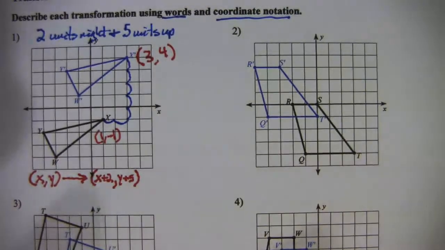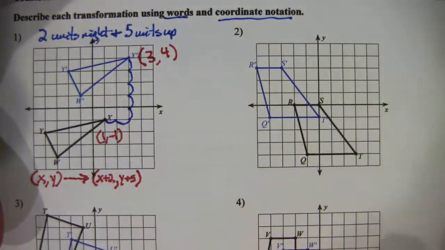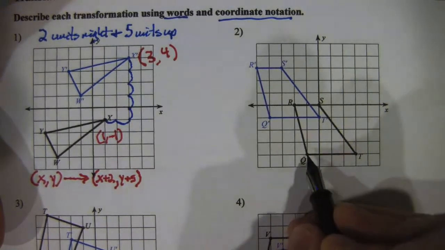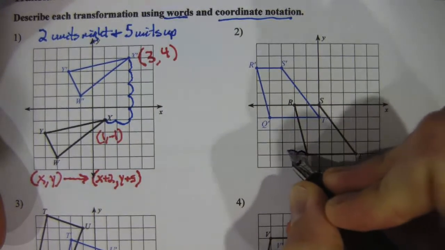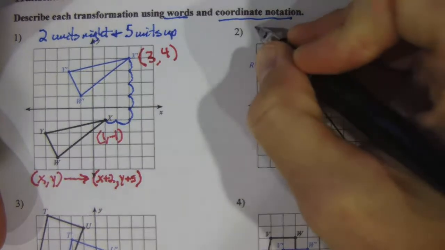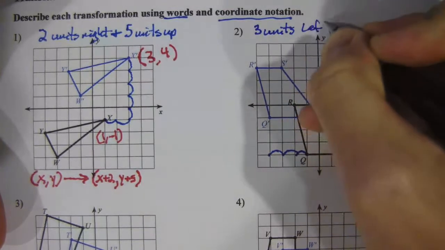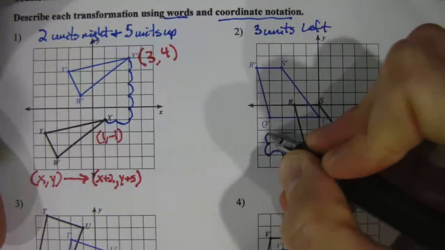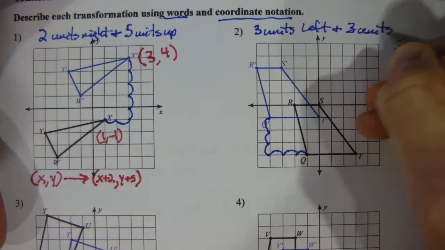In black, we've got our original. In blue, we've got the new, our final image. So let's pick a point to maneuver around, because trying to look at all of these gets a little cumbersome. Let's look at Q. Q's kind of off here by itself. So to go from Q to Q prime, it looks like I'm going to have to go to the left. Let's count. 1, 2, 3. So let's write that down. I'm going to go 3 units left. And now let's see how far up I've got to go. In this case, I'll go up 1, 2, 3, and 3 units up.